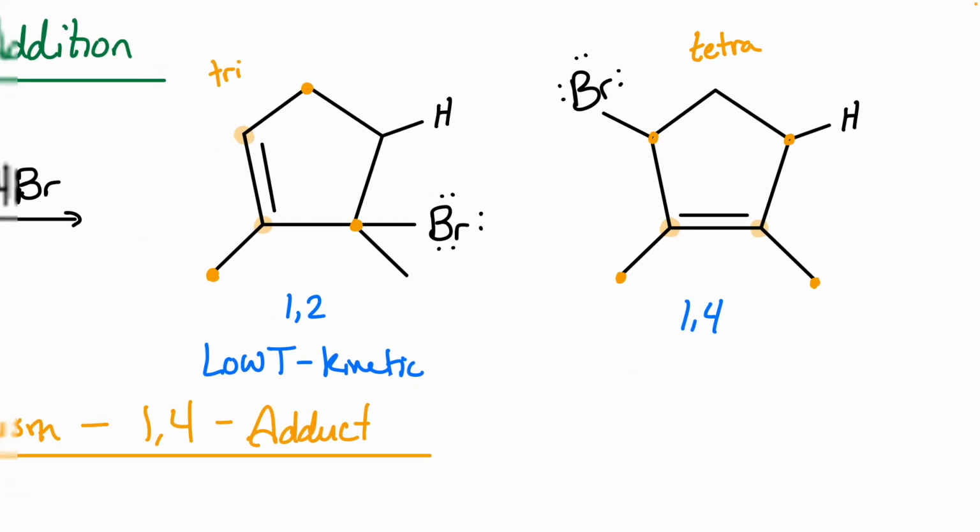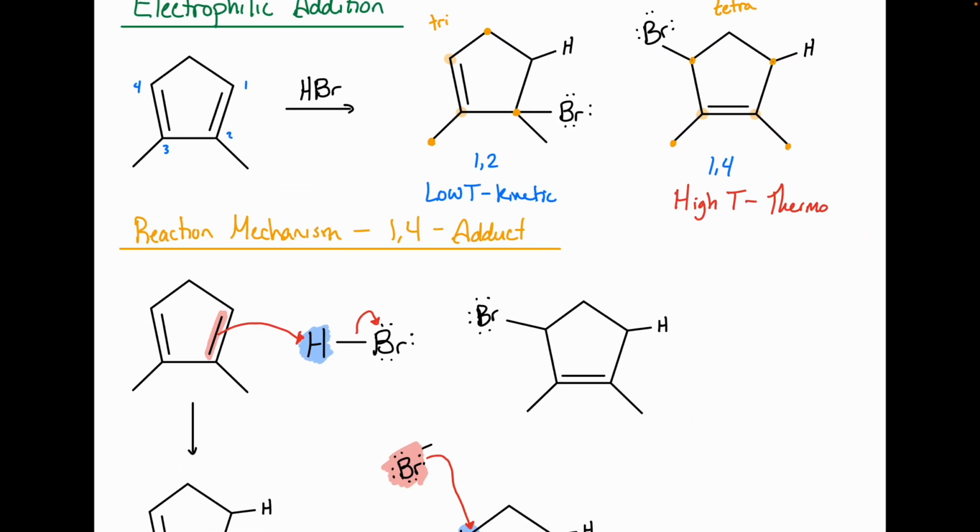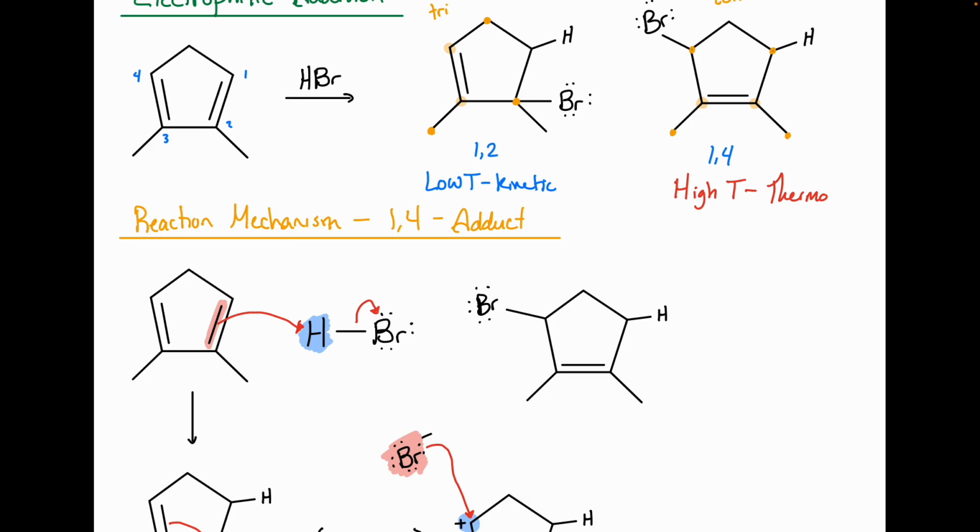So which one's more stable, tri or tetra? Tetra, okay, the more substituted one. Cool. So that means our high temperature product, or our thermodynamic product, is indeed the 1,4 in this case. But again, that's not always the situation. Cool. All right.